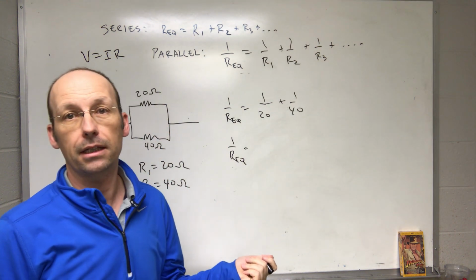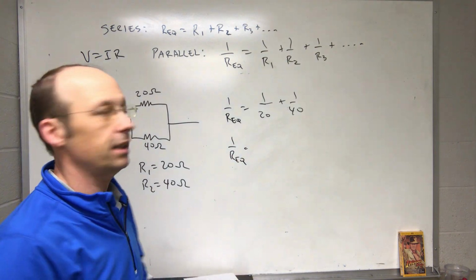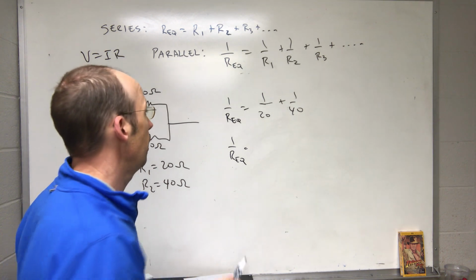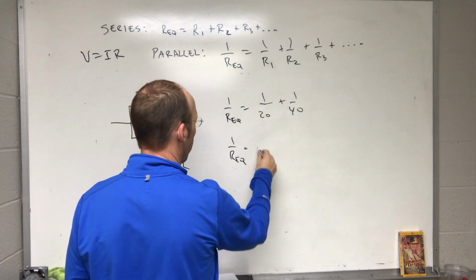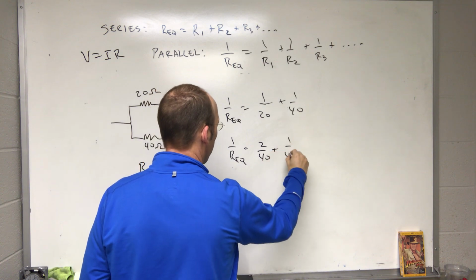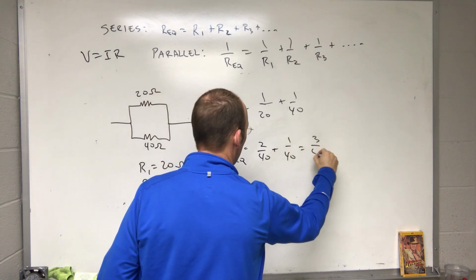Here's where everyone makes a mistake. They're like, oh, fractions, it's just 1 over 60 or something like that. No, you still have to add fractions. Don't forget, okay? So this is like 2 over 40. So I have 2 over 40 plus 1 over 40 equals 3 over 40.